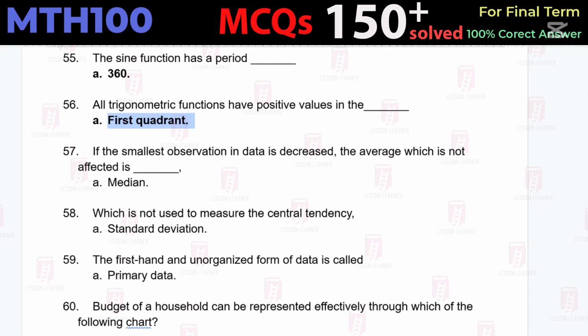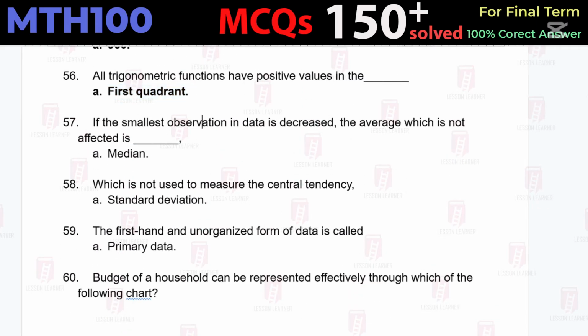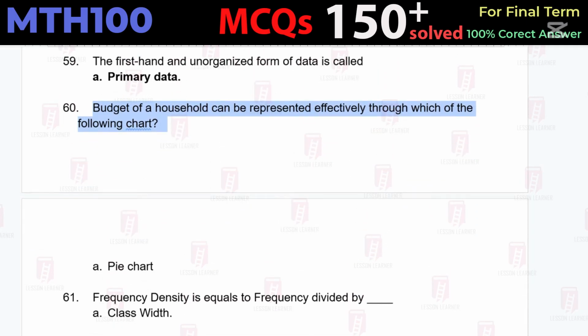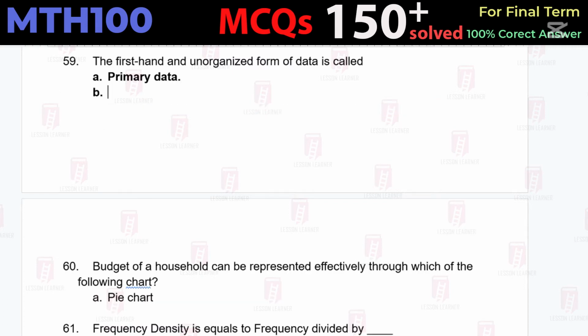If the smallest observation in data is decreased, the average which is not affected is the median, which is not used to measure the central tendency, standard deviation. The first-hand and unorganized form of data is called primary data. The budget of a household can be represented effectively through which of the following charts? It's a pie chart.